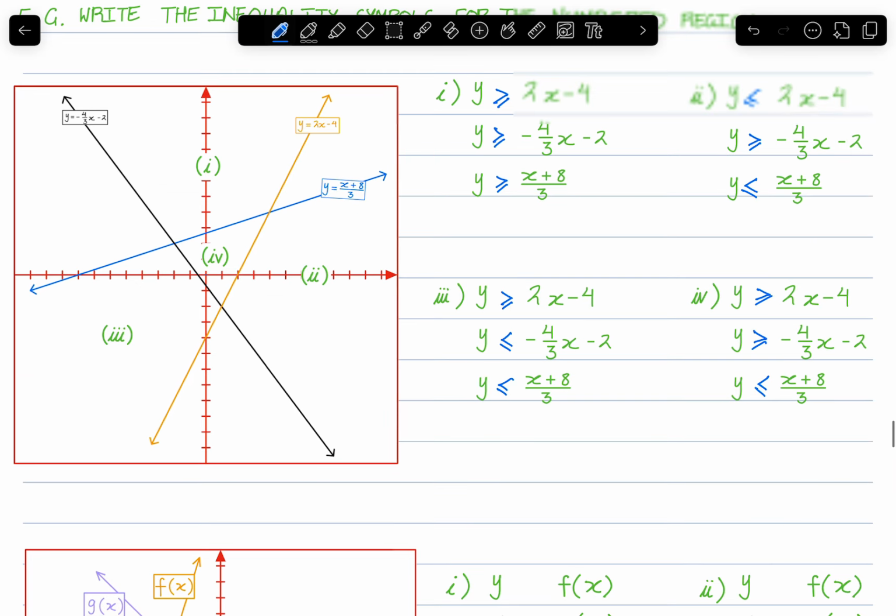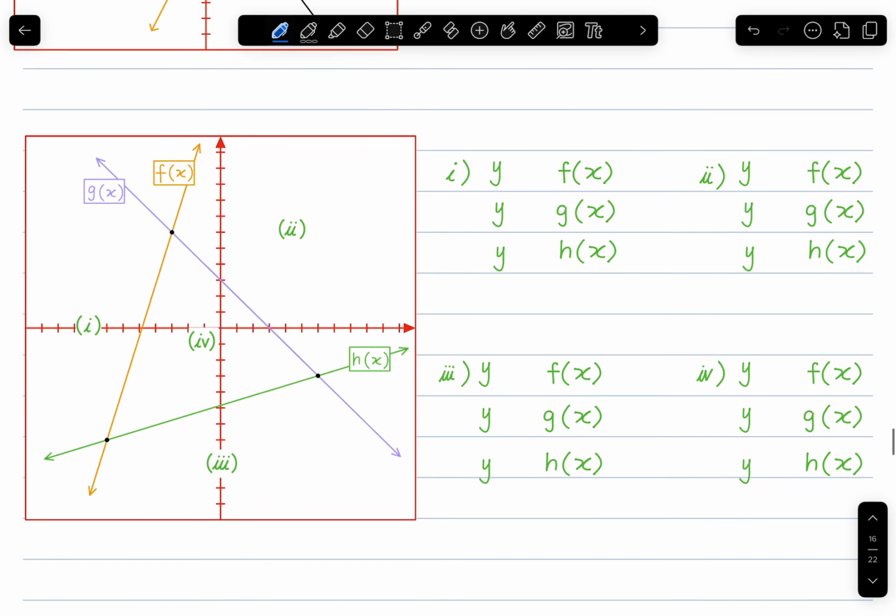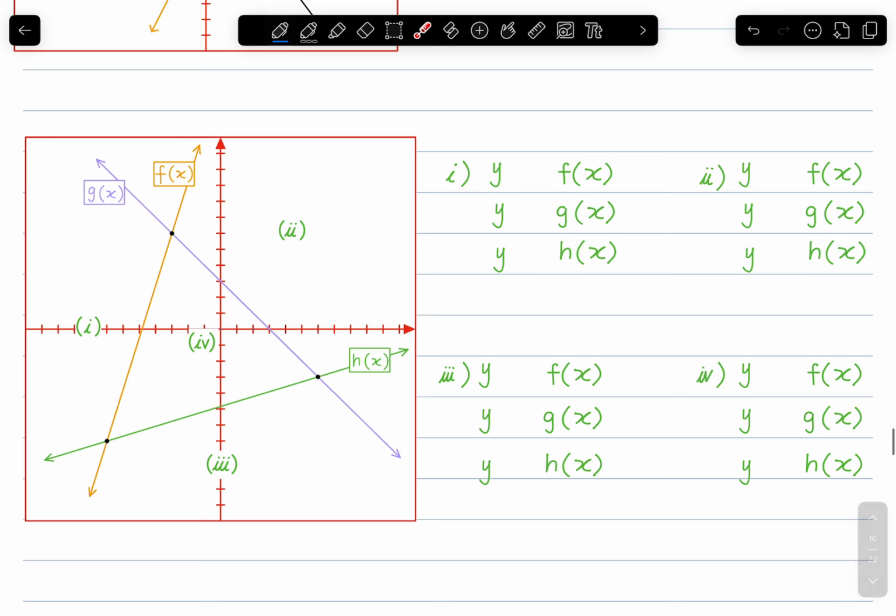Okay, so that's the first set of examples. You can pause and try the next set yourself. This one's slightly trickier. This f of x, g of x, and h of x, if you haven't yet seen it, is really just referring to the equation of this line. We might not know what the equation is, but this one really encourages you to understand the point that you're picking and whether it is above or below the lines at that region.